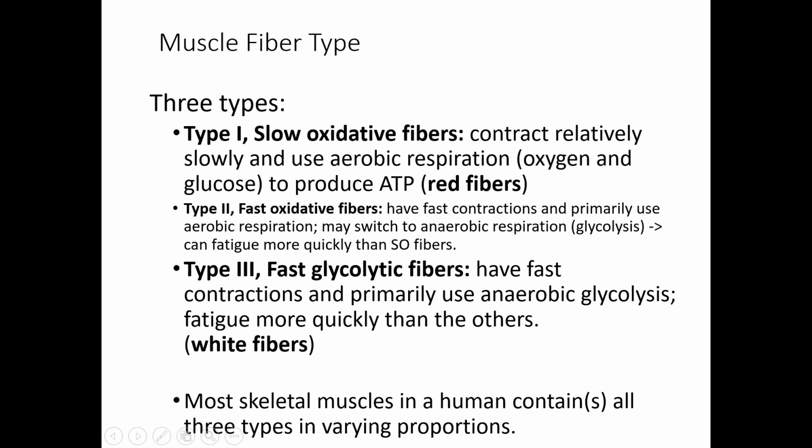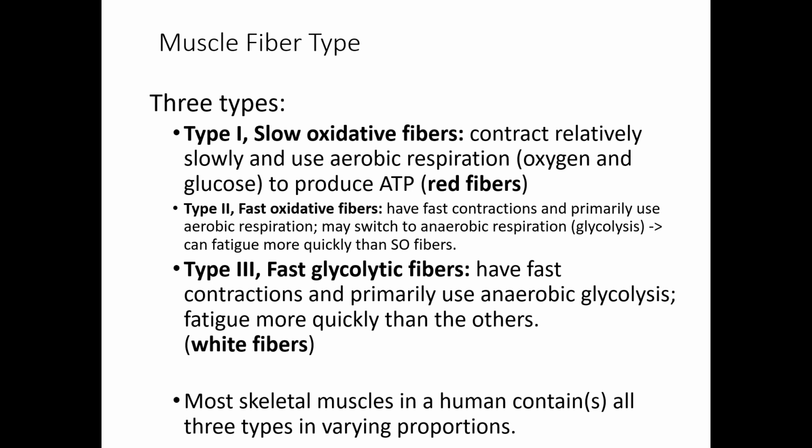And most of our skeletal muscles, inside of them have all three types of muscle fibers, but always one of them will be dominant. Some muscles have more of slow oxidative fibers, others have more of fast glycolytic fibers. Some books will tell you that there is a third type, fast oxidative fibers. It's like a mixture, it's in between type 1 and type 3, but we will skip it in this class.